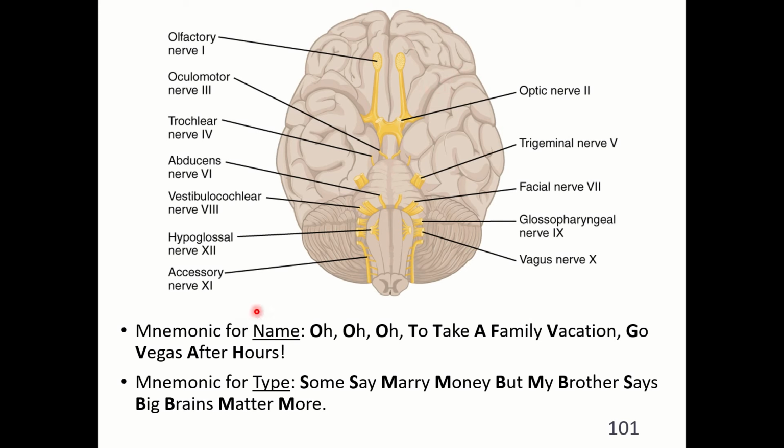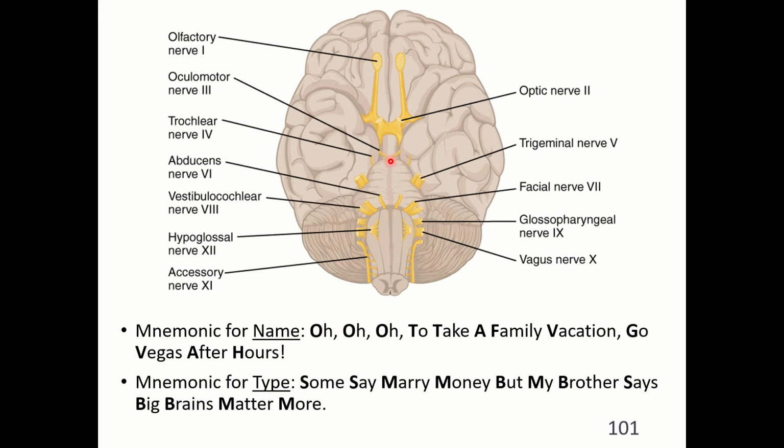The mnemonic for the names is OOO, to take a family vacation, go Vegas after hours. And this works because as I was taking you through the brainstem and telling you about certain cranial nerves, I was doing the mnemonic in my head to make sure I was talking about the right one.